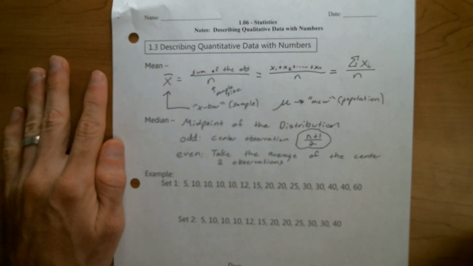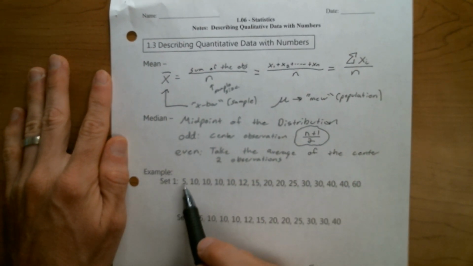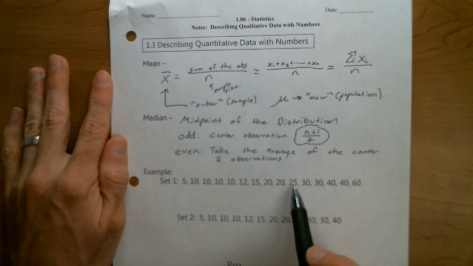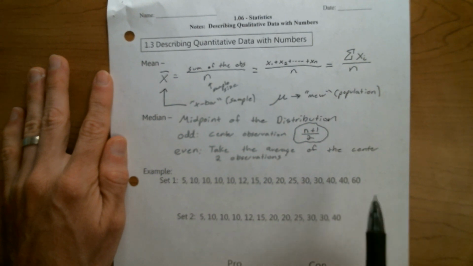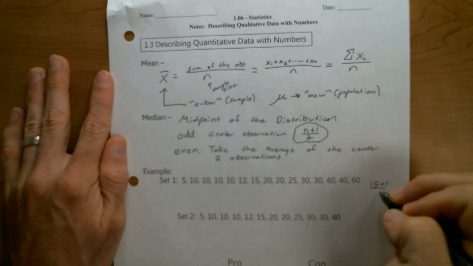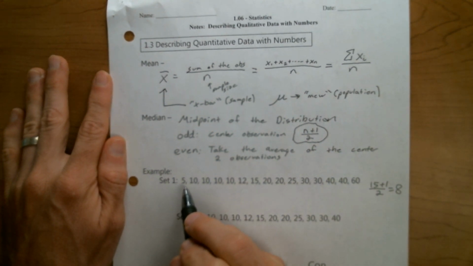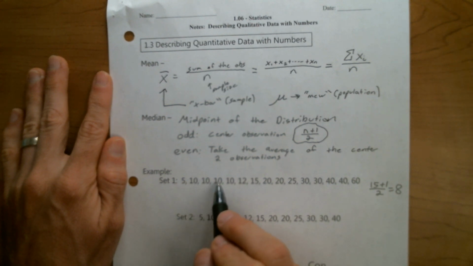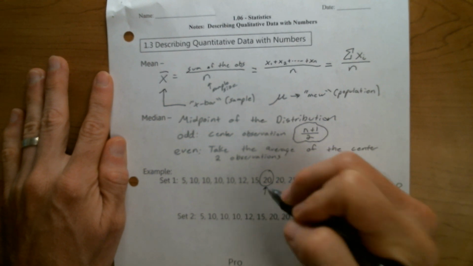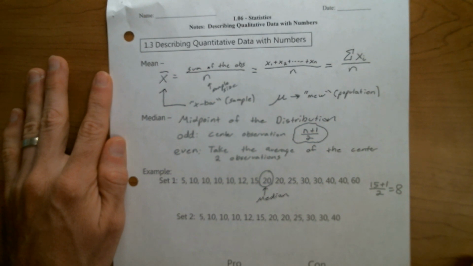All right. So let's just do a quick example to make sure there's no confusion here. Set 1, there is 1, 2, 3, 4, 5, 6, 7, 8, 9, 10, 11, 12, 13, 14, 15 observations. So 15 plus 1 divided by 2 is 8. So I know the eighth observation, 1, 2, 3, 4, 5, 6, 7, 8, is my median. So this value right here would be my median.